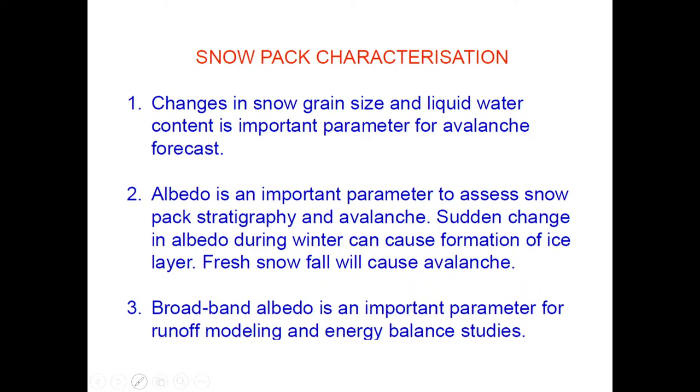Whereas broadband albedo is an important parameter for runoff modeling and energy balance studies. You might have studied that there are different types of snowmelt runoff models. Among those, there are temperature index based models. Some of them are energy balance based models, where we study the net radiation, how much is coming, how much is going back, and how much energy is left on the surface, which can help to melt the snow. For that purpose, we require broadband albedo in these kinds of studies.